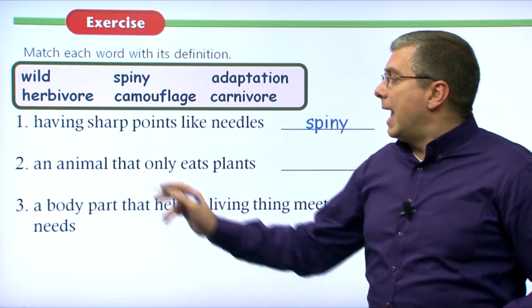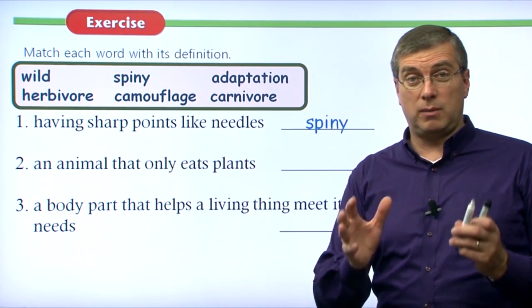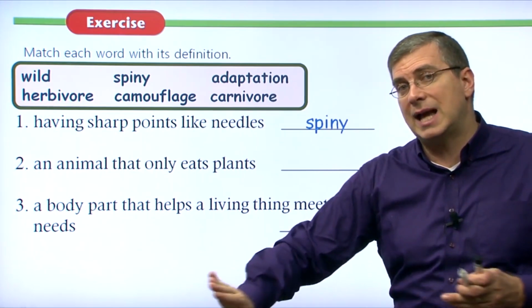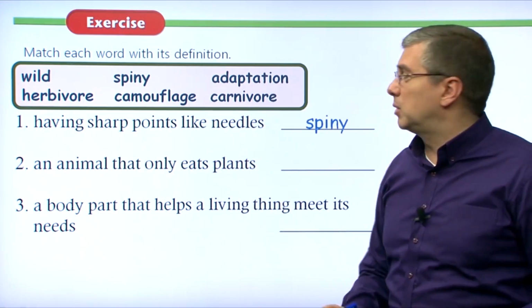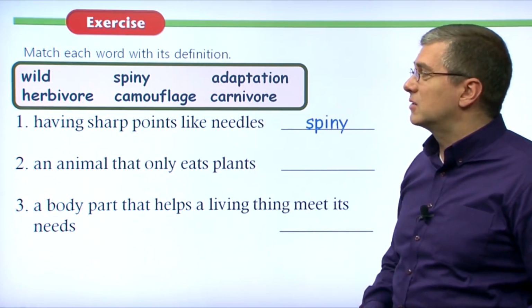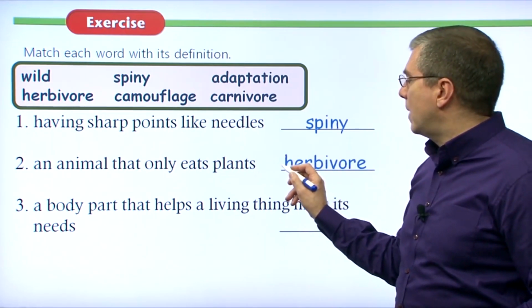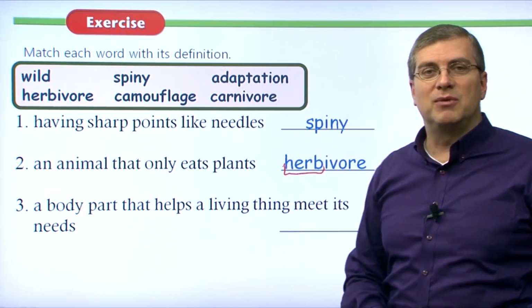Number two, an animal that only eats plants. Remember, this is an important part of the lecture. We're talking about two kinds of animals. We can classify animals. One type of animal that only eats plants, it's a little hard to pronounce. Do you remember? It's an herbivore. Herbivore. A good way to remember that is an herb is a type of plant, right?